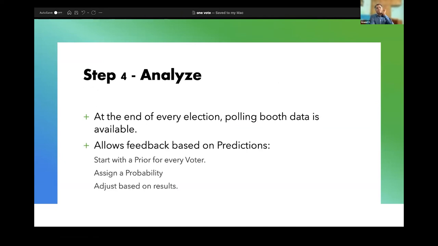And step four, this is the interesting part, about targeted messaging and analysis. So what you do here is that at the end of every election, polling booth data is available. In the past, when physical ballots were used, before the EVMs came in, they would take all the ballot papers, put them in a central counting place and mix them up. And this is a form of anonymization. So what it really means is that since there is no polling data available at a booth level, you can't do targeted analysis or analytics.